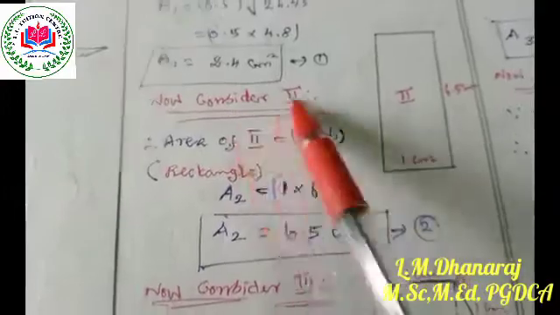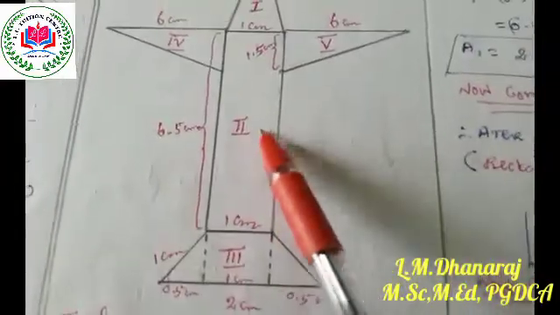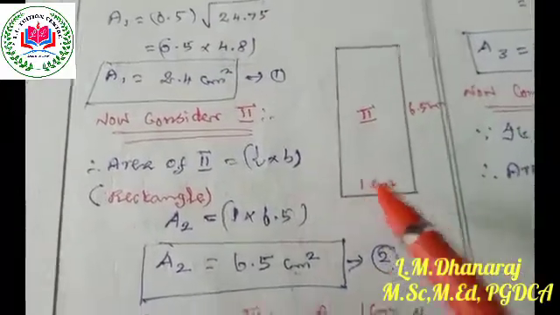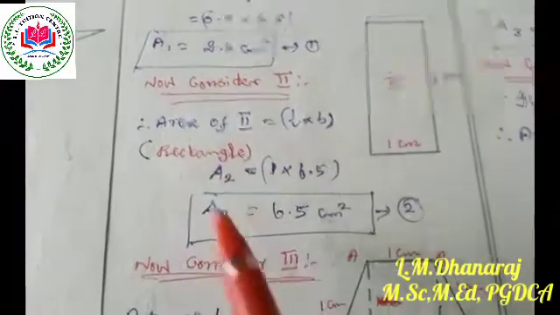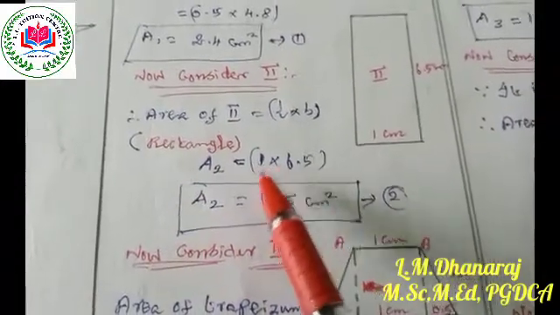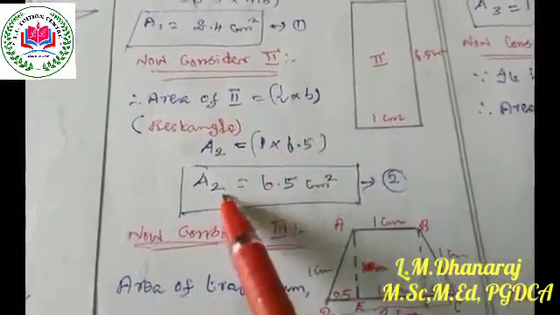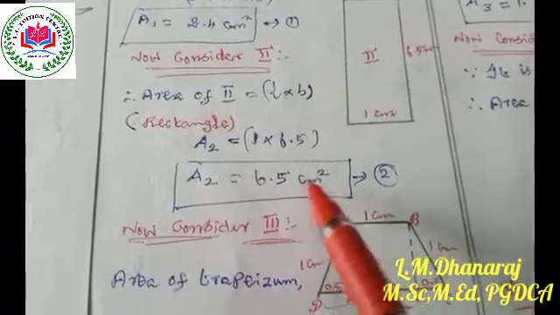Now let us consider the second portion. The second portion is in the shape of a rectangle. The area of a rectangle is length into breadth, that is 1 into 6.5. So area 2 is equal to 6.5 centimeter square. Make it as equation number 2.